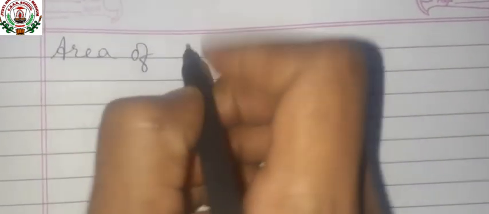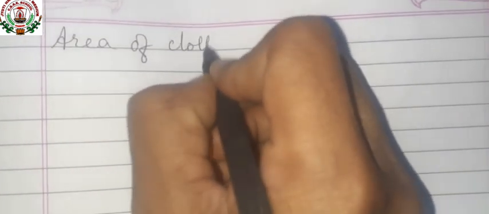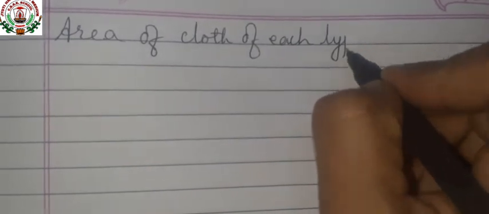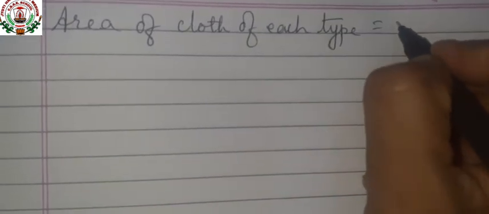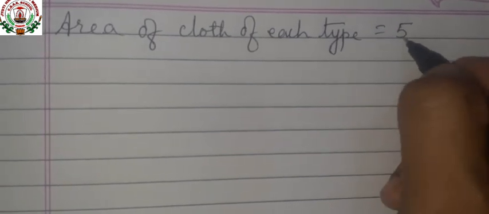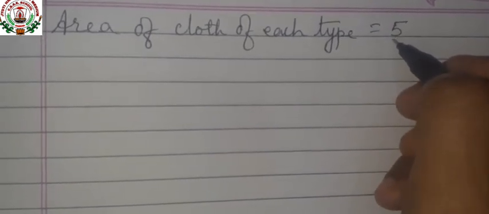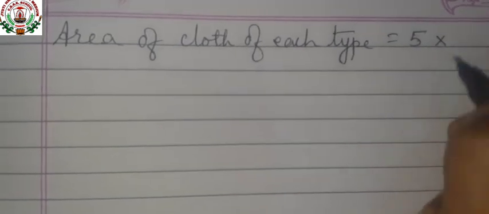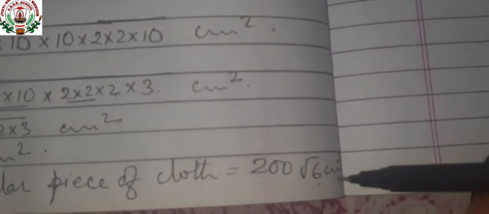Area of cloth of each type equals to, how many pieces are there? Each type, each color will be 5 each. 5 grey, 5 blue. So 5 into, what is the area of one triangular piece? That is 200 root 6 cm square.